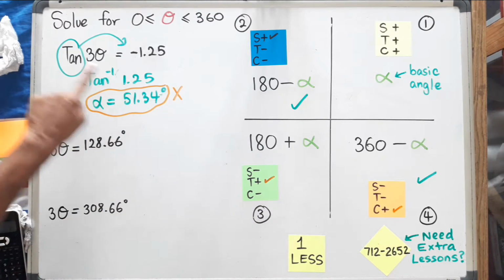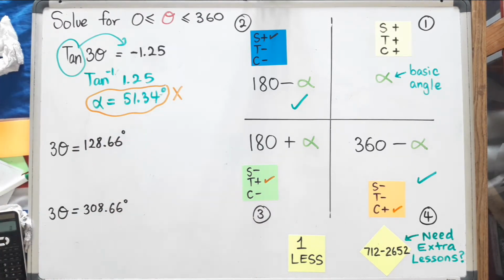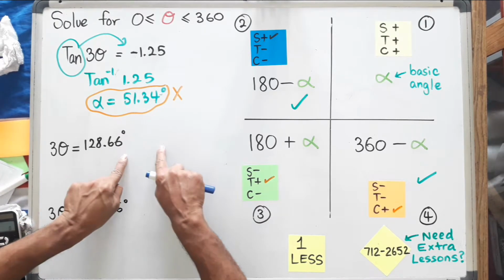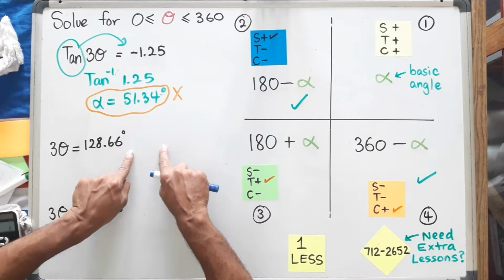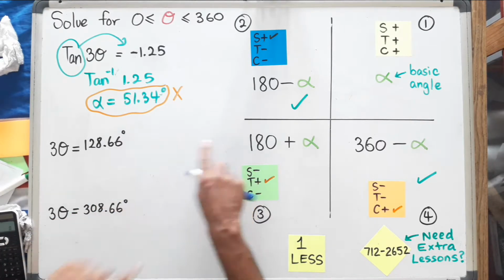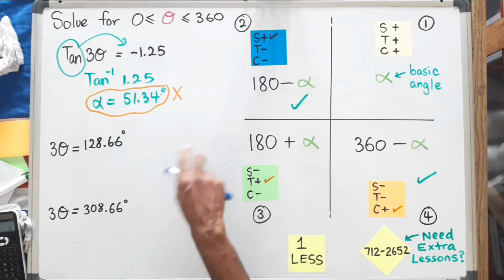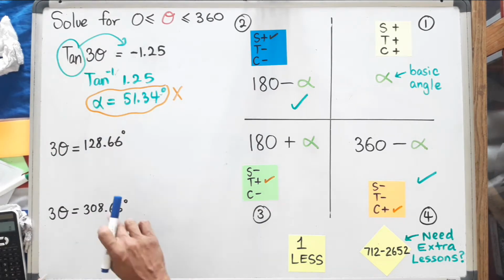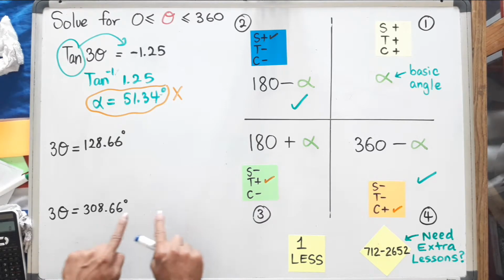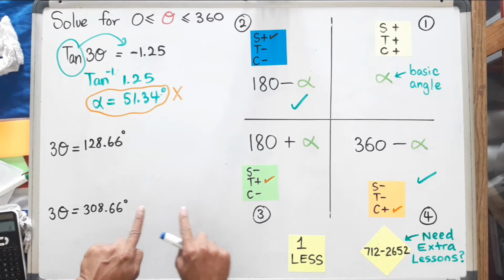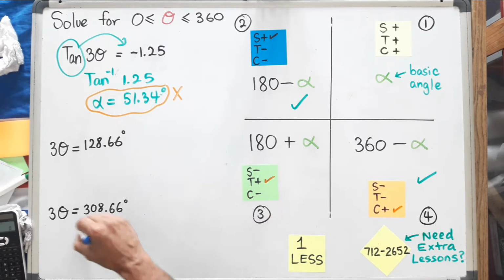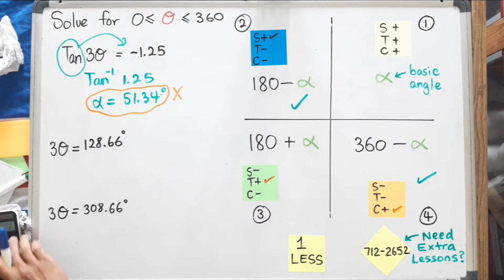How much is 1 less than 3? 2. So here's what we need to do. We have to add 360 to this once, and the answer we get, we have to add it one more time. So we are adding 360 twice, 1 less than 3. And we're going to do the same thing here. Add 360 once, and the answer we get here, we add another 360. So we're going to end up with 3 answers here and 3 answers here, making it 6.